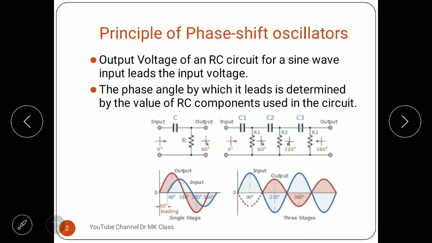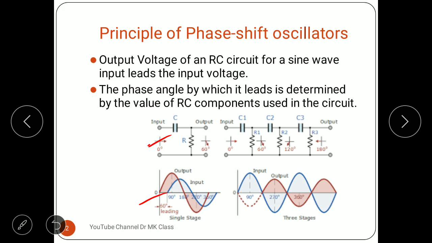Principle of the phase shift oscillator. What is the principle of the RC phase shift oscillator? We will study. One RC network will give you a 60-degree phase shift from the input to the output voltage. We have to design the components, one R and one C, such that it creates a 60-degree phase shift. That is what you can see in the diagram here.